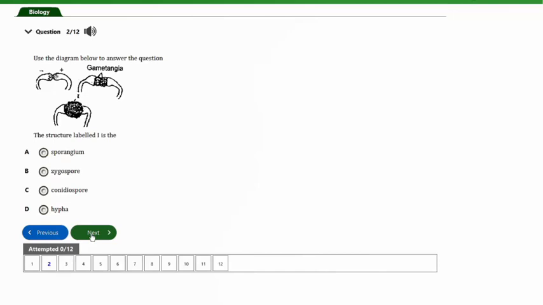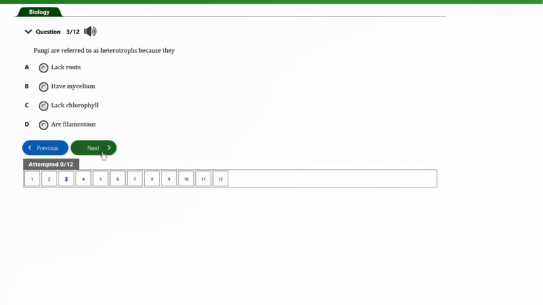That's question number 2. The question says, use the diagram below to answer the question. We have the structure labeled I is the A. Sporangium, B. Zygospore, C. Conidiospore, D. Hypha. So guys, the answer to this question is option B, and that's the zygospore. The structure labeled I is a zygospore.